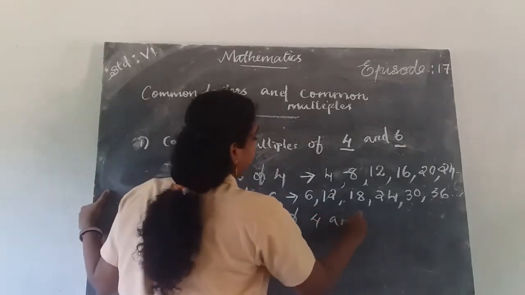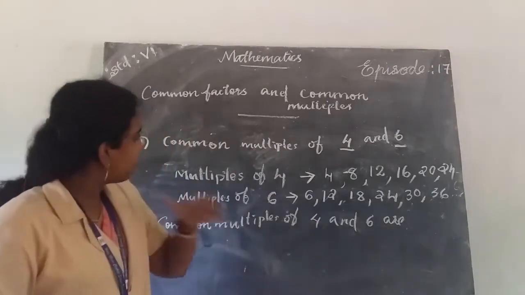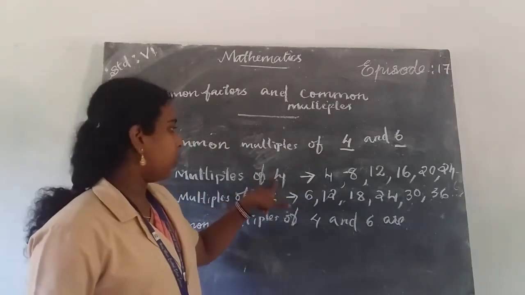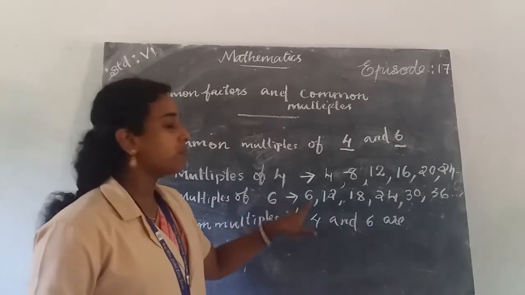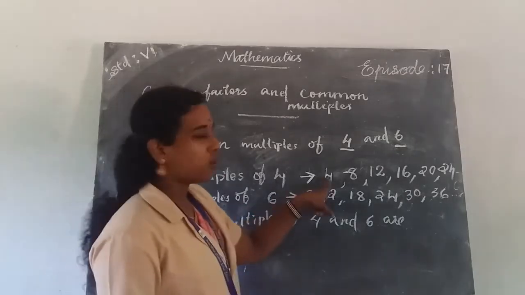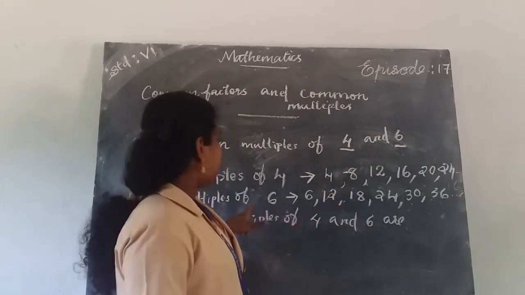The common multiples of 4 and 6 are here. 4 is a multiple of 4, but 4 is not a multiple of 6. Okay, the multiples of 6 start from 6. So it's not a common multiple. And here 8, but 8 is not a multiple of 6.